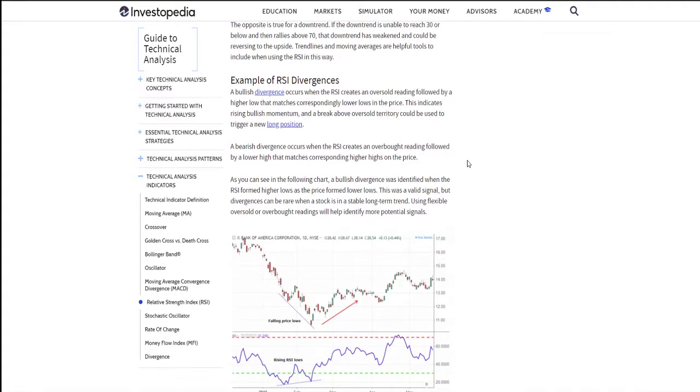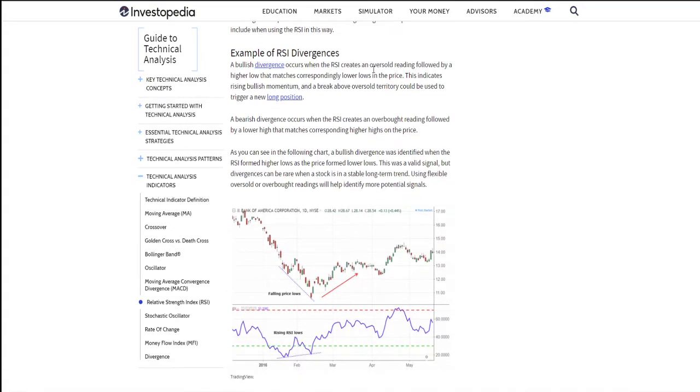So bullish occurs when the RSI creates an oversold reading followed by a higher low that matches corresponding lows over the trend. So what this means is when the RSI creates an oversold reading, so essentially the price lowers, boom, the RSI rises, as you can see there. So even though the price was going down, or essentially in a downslope, it still came up, making it a bullish divergence.